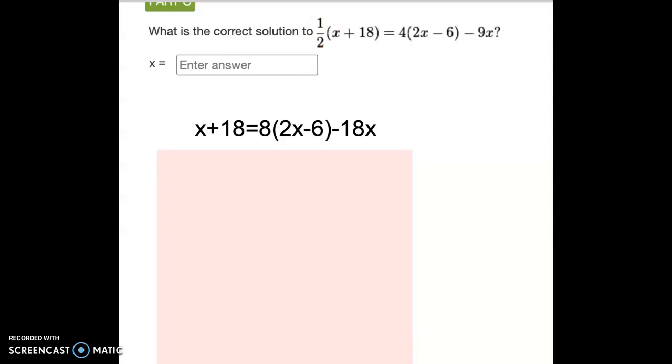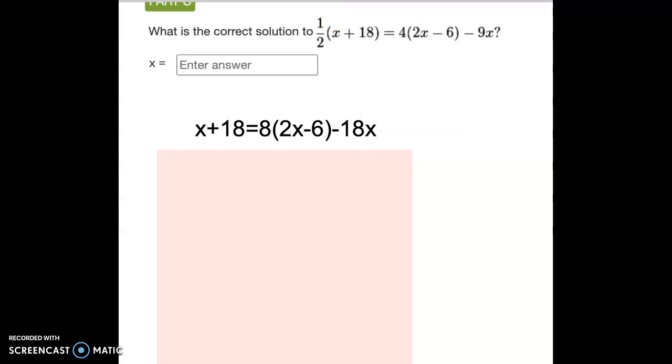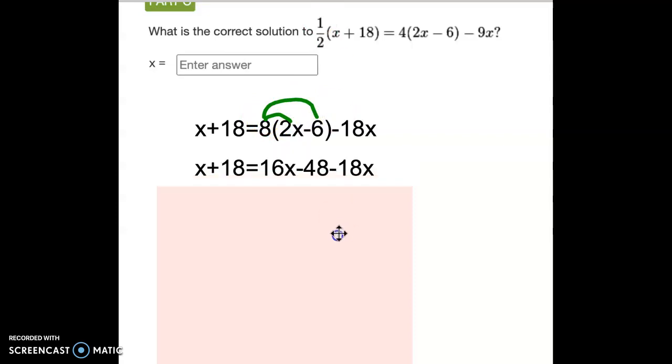Remember, this 8 here outside the parentheses, we need to use our distributive property to multiply that value or distribute it to both terms inside the parentheses. So we're going to do 8 times 2x, and we're going to do 8 times negative 6. When we do that, we get x plus 18 equals 16x minus 48, because when we distribute, 8 times 2x is 16x, 8 times negative 6 is negative 48, and then we have to bring down this minus 18x.